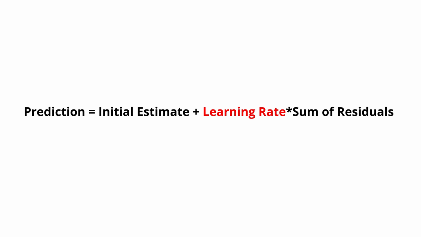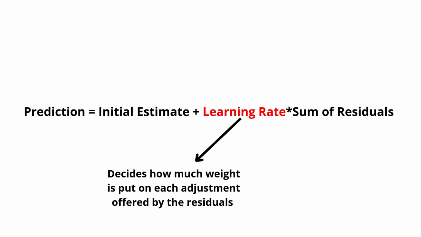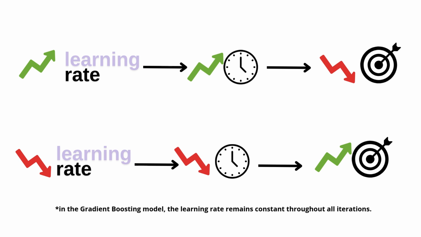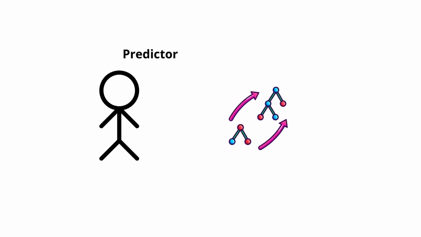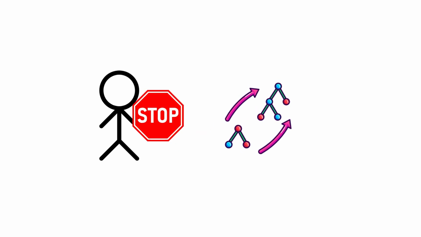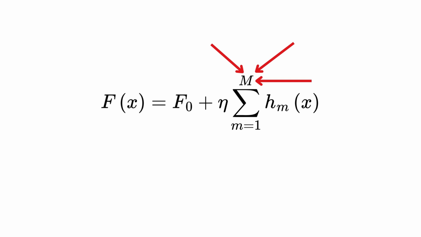The last part that we still didn't cover is the learning rate. The learning rate settles how much weight is put on each adjustment offered by the residuals. A learning rate of 0.1, for example, means we only take 10% of each tree suggestion. This approach helps to prevent overfitting, as we don't want to trust any tree too much. Finally, to prevent the algorithm from taking too much time on training, we fix the number of decision trees the model should create. When this number is reached, the system will stop, and we will have our final prediction function that can be used on new observations. In our mathematical formula of the estimate function, this capital M translates the number of iterations made during the training.